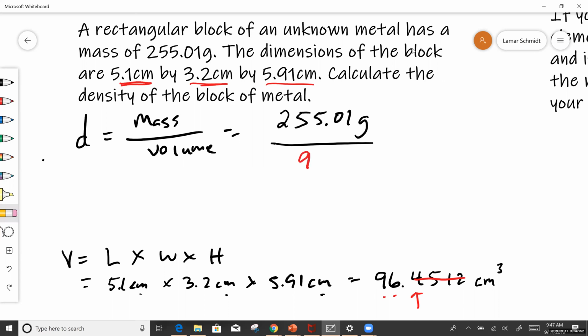Let me change that back to a black color because it looks like I'm doing something wrong. 96 cubic centimeters. It's kind of a messed up 6, but we can fix it. All right, is that better for you?